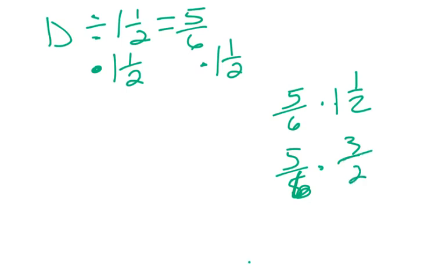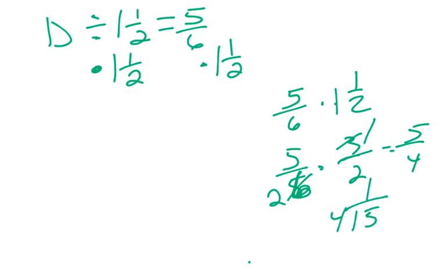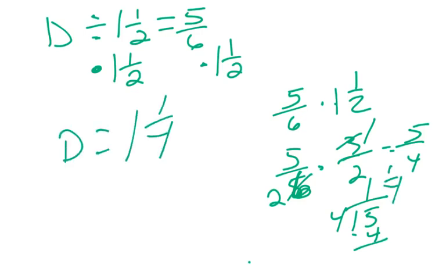halves. And so I would say 3 goes into 3 once, 3 goes into 6 twice. I can multiply across. I'm going to get 5 over 4. Okay. And so 5 divided by 4, I'm going to get 1 1/4. D is equal to 1 1/4.